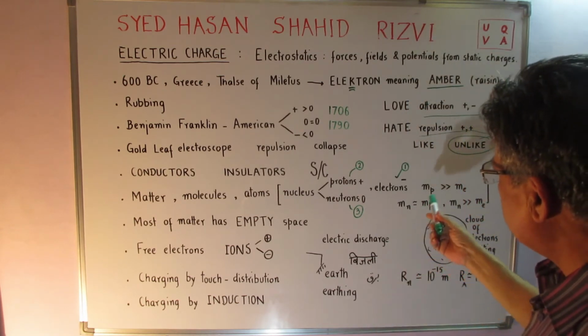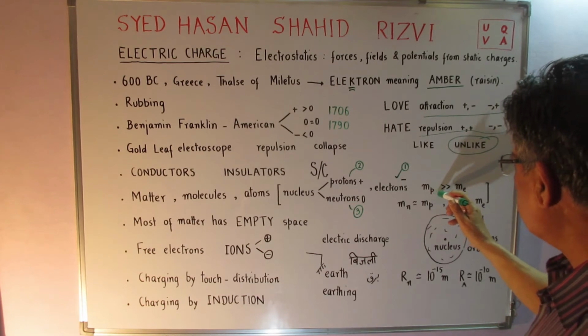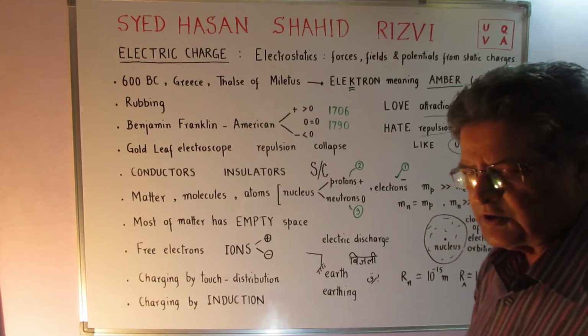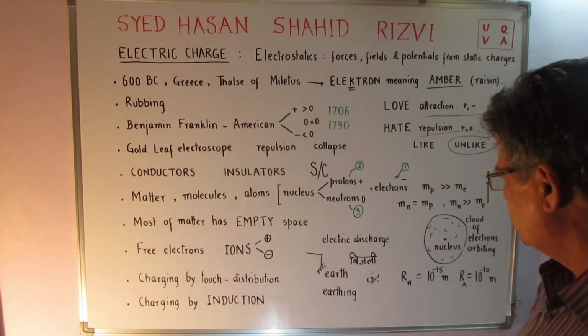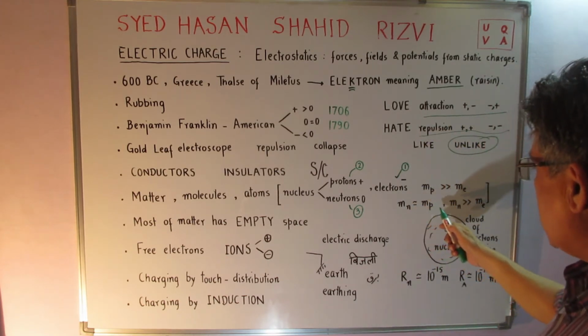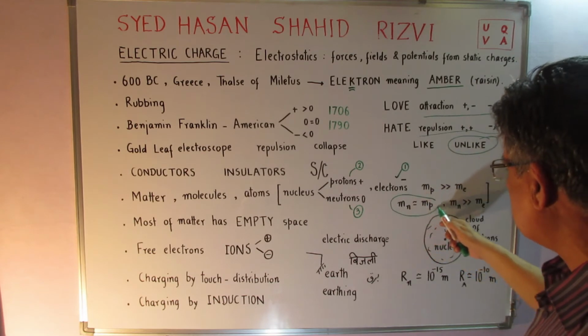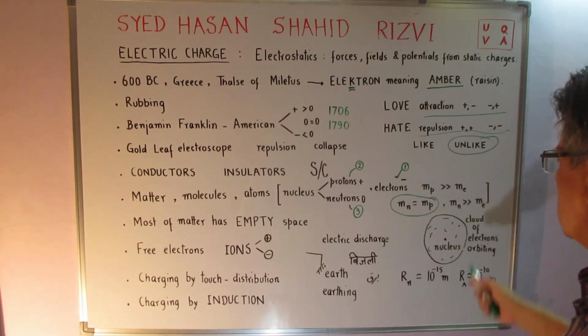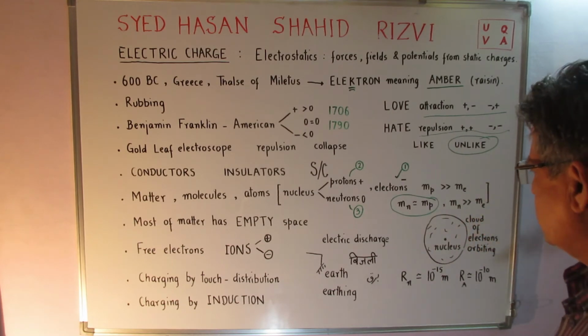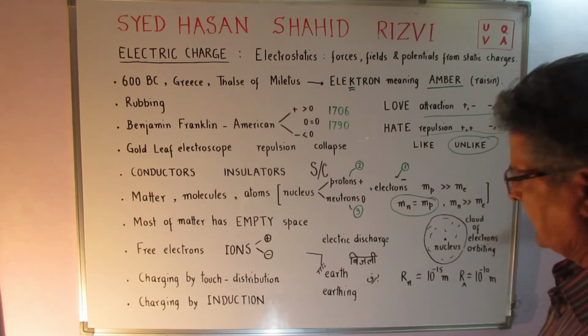Now we also found that the mass of the proton is very, very large as compared to the mass of the electron, about 1870 times. The mass of the neutron is approximately equal to the mass of the proton, and that mass of the neutron is very, very large as compared to that of the electron. I will not go into more details.